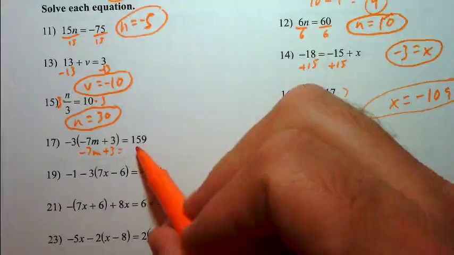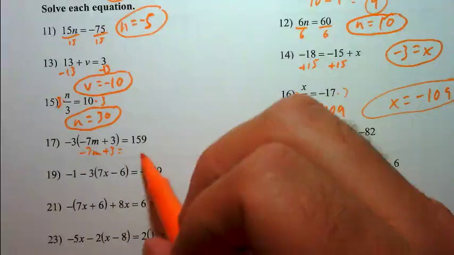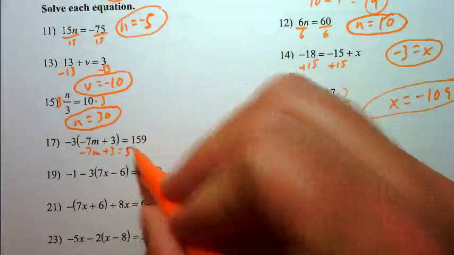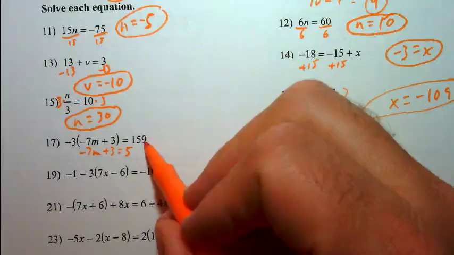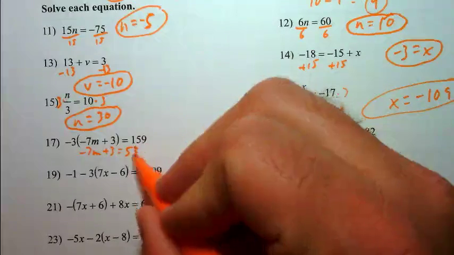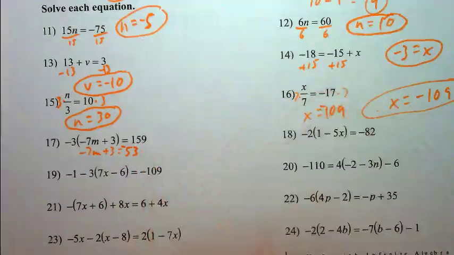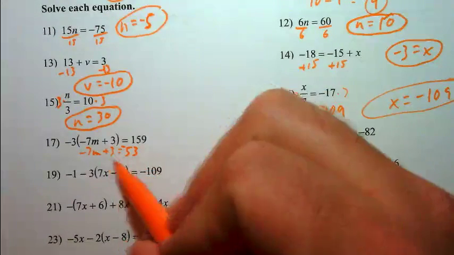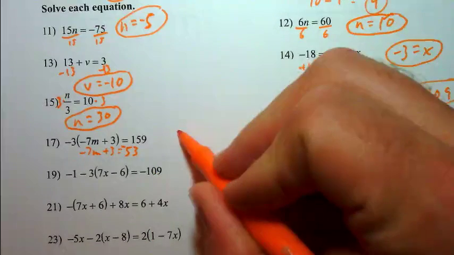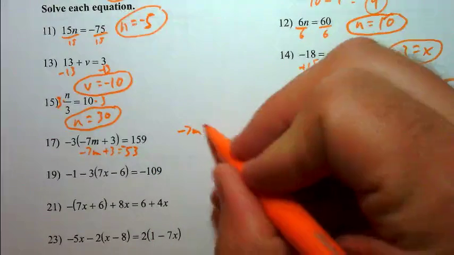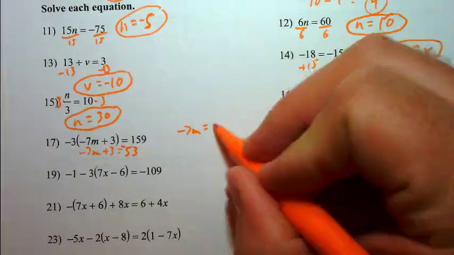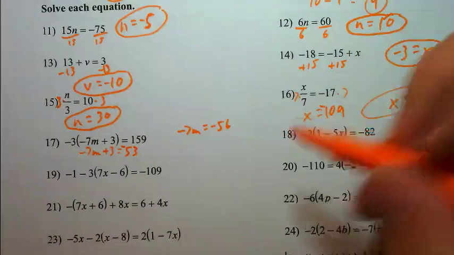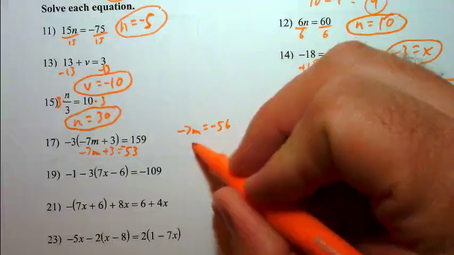Again, it's kind of like long division in your head if you want to do it that way, or you can use a calculator. 15 divided by 3 is 5. And 9 divided by 3 is 3. 3 was negative, so this is going to be a negative 53. Now we can also bring this 3 over, so we're going to subtract it. So our next line would be negative 7m equals, again, subtract that, that's negative 56. Divide by 7, and 56 divided by 7 is 8.